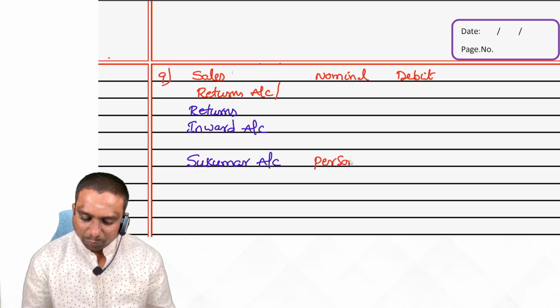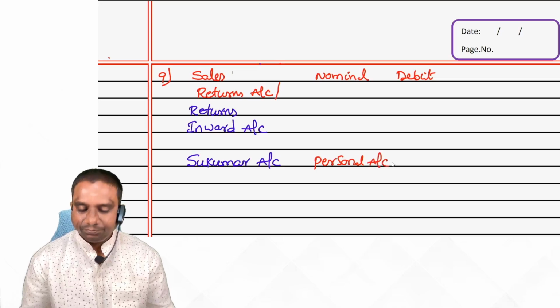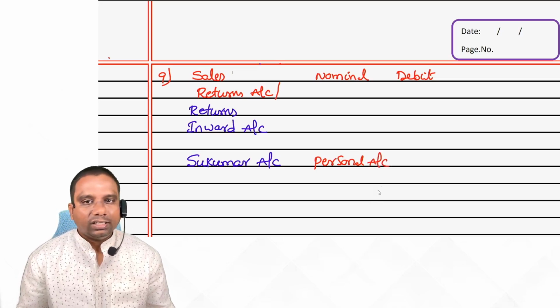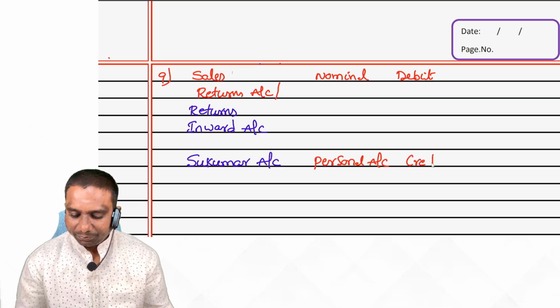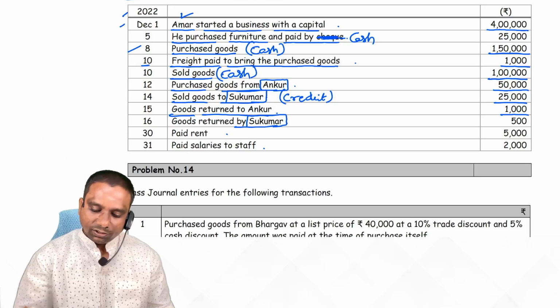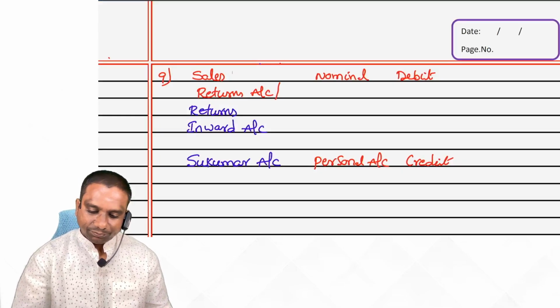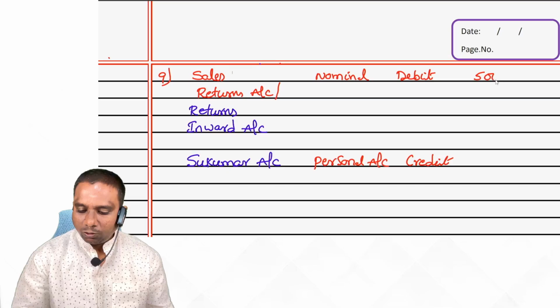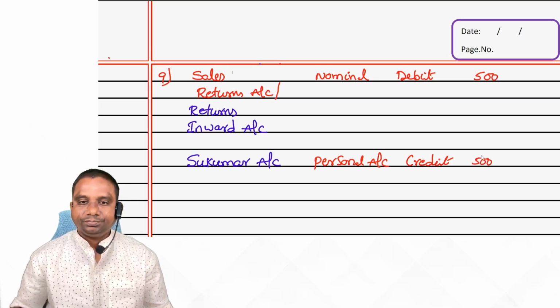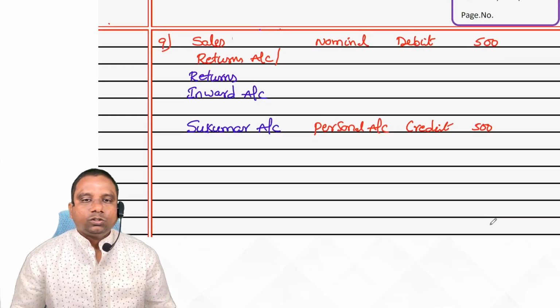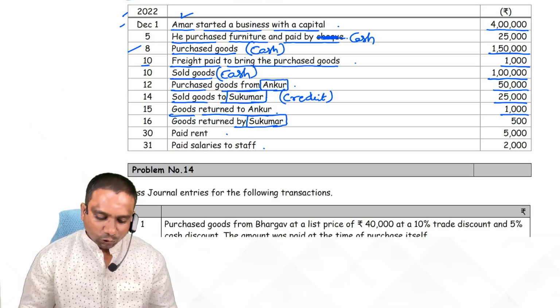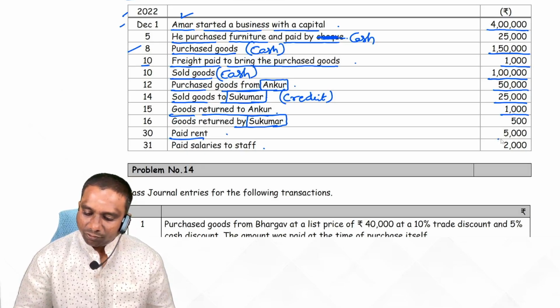Now Sukumar account, personal account. Debit the receiver, credit the giver. Credit. How much amount? 500. Is it clear, students? That's it. Next one. Paid rent 5000.